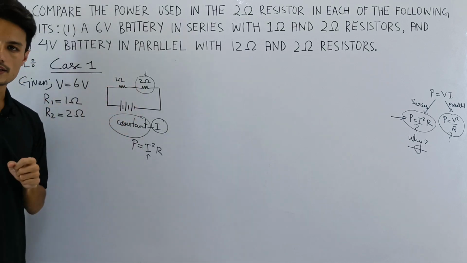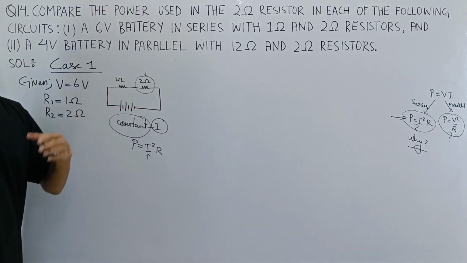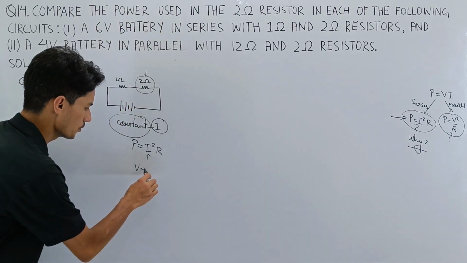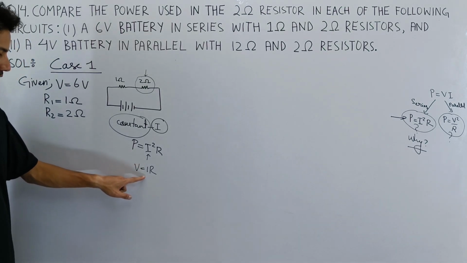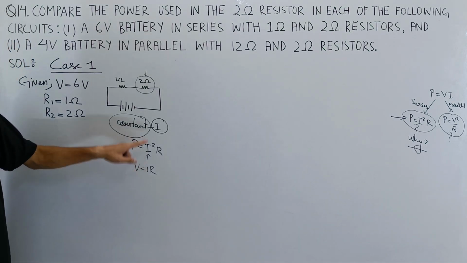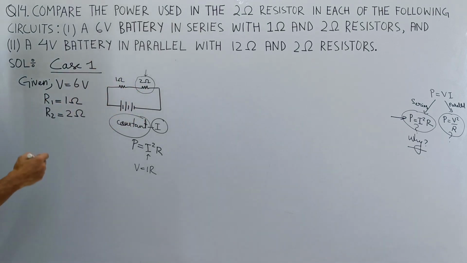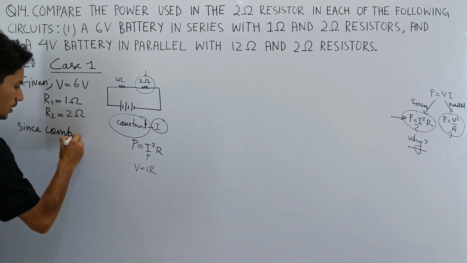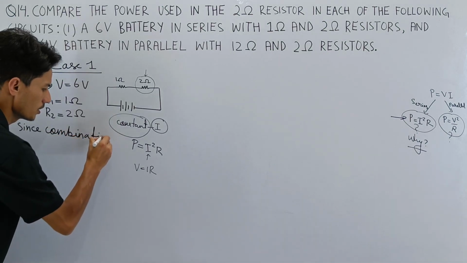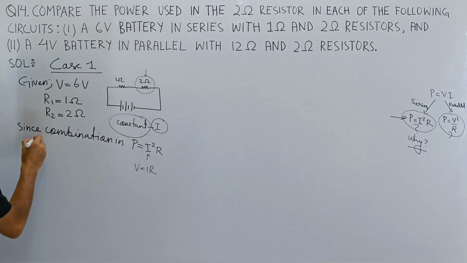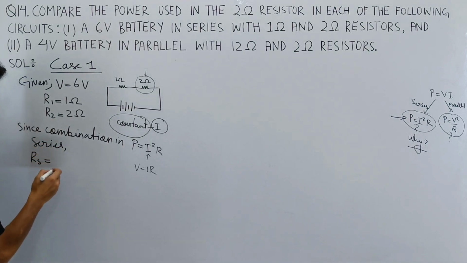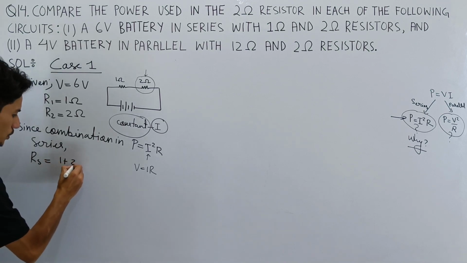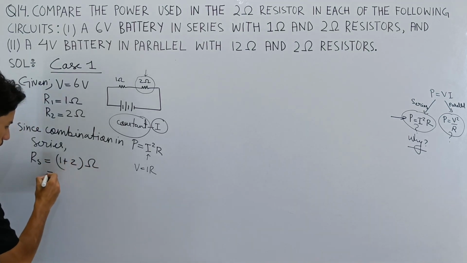But we cannot just find the current. In order to find the current, we'll be using Ohm's law, which is V is equal to IR. So we will be using this formula to calculate the current. So let's first find the equivalent resistance for this combination. Since the combination is in series, RS, the equivalent resistance, will be 1 plus 2 ohms. So it is 3 ohms.